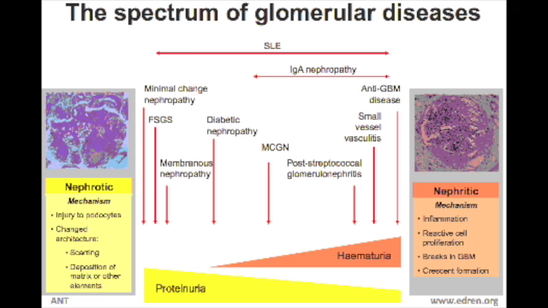Next, membranoproliferative or mesangiocapillary glomerulonephritis. This is due to SLE, viral hepatitis, importantly hepatitis C virus, hypocomplementemia, and cryoglobulinemia. Membranoproliferative glomerulonephritis usually presents with a mixed nephritic picture.